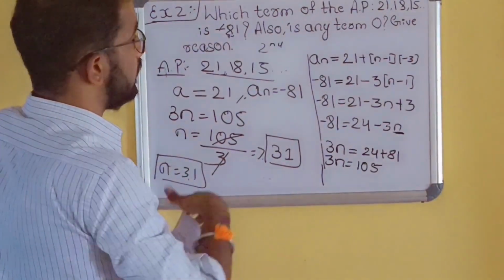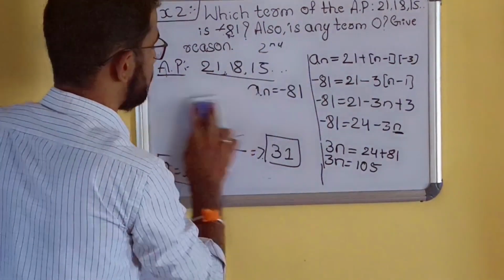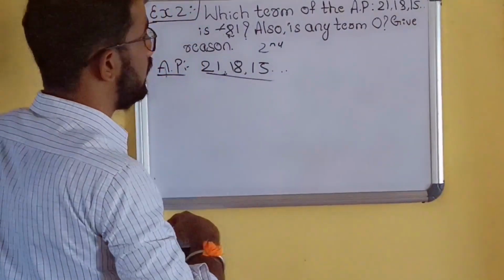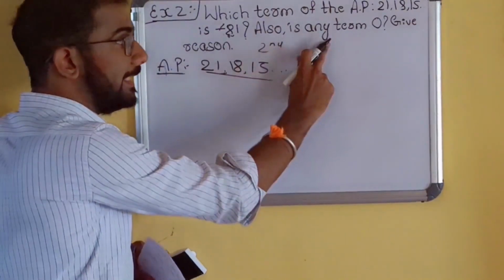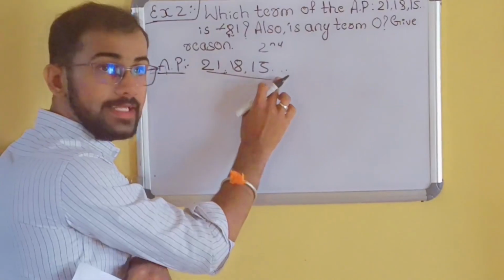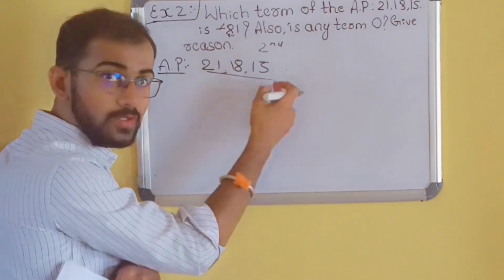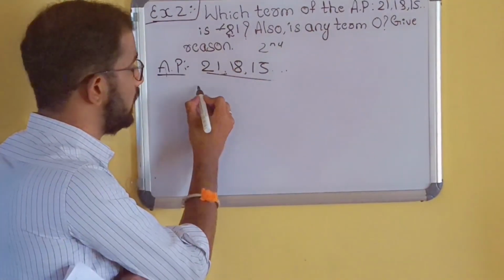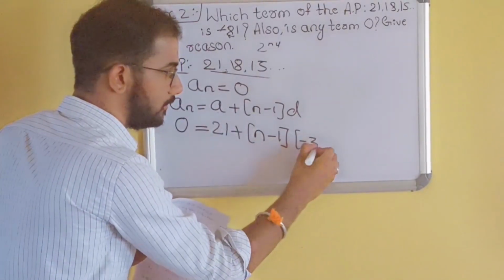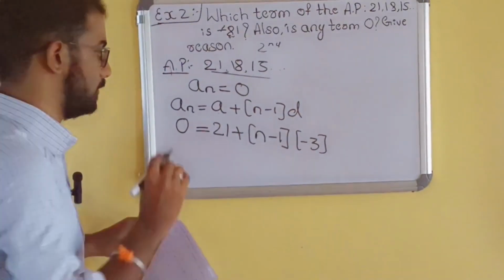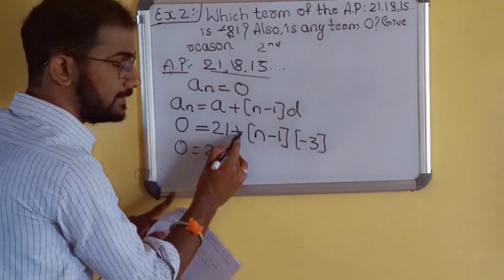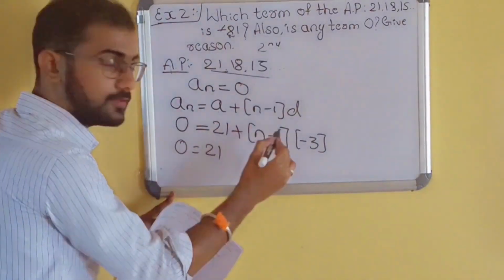Here the next continuation is: is any term 0? So in this sequence, is any term or any number present as a 0? Let's find out. In order to find that, what is the minus 3? Now 0 equals 21, minus into plus, plus into minus. What is minus into plus?